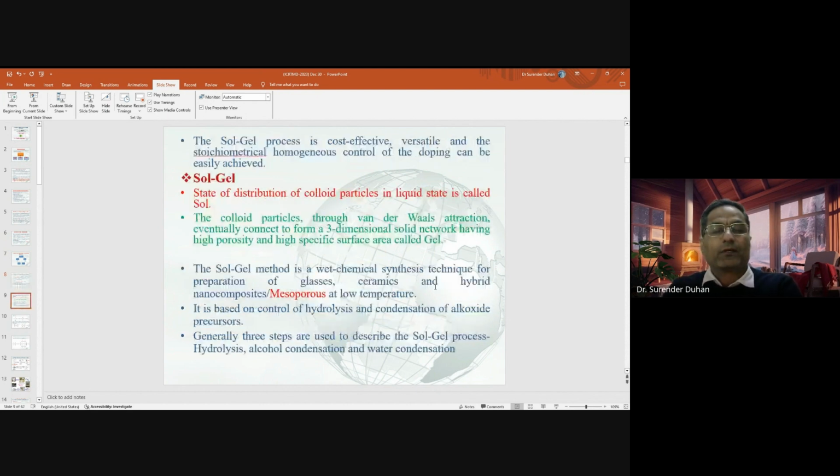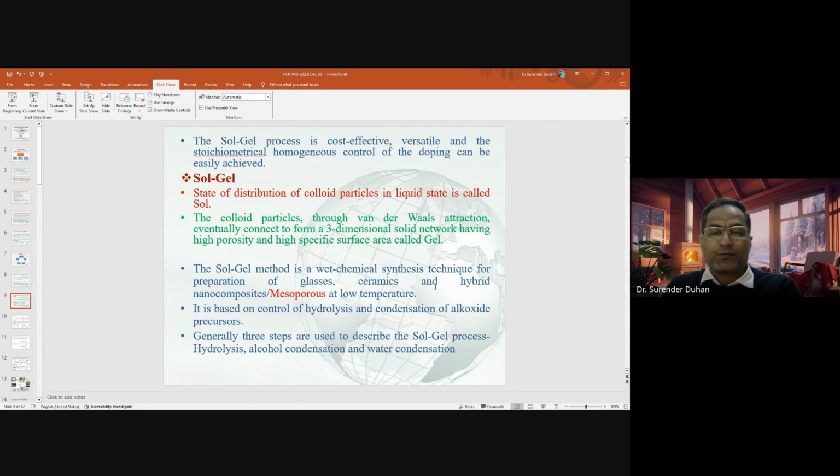mesoporous nanocomposites. The sol-gel process is cost-effective and versatile, and stoichiometrically homogeneous control of doping can be easily achieved. Definition of sol: the state of distribution of colloid particles in the liquid state is called sol. The colloid particles connect through van der Waals interaction to form a three-dimensional solid network, which is called a gel. The sol-gel method is a wet chemical synthesis technique for preparation of glasses, ceramics, and hybrid nanocomposites or mesoporous materials at low temperature. This is a merit of sol-gel techniques. It is based on control of hydrolysis and condensation of alkoxide precursors.